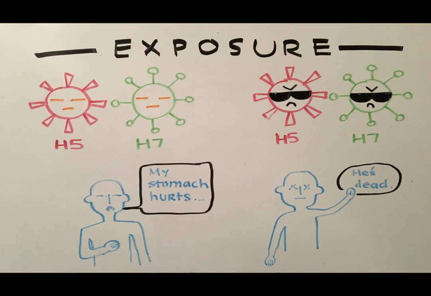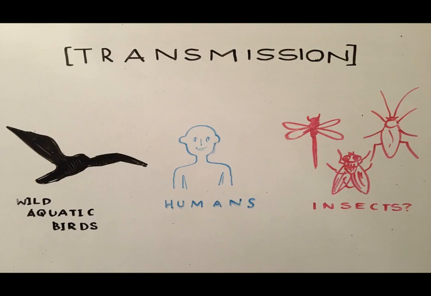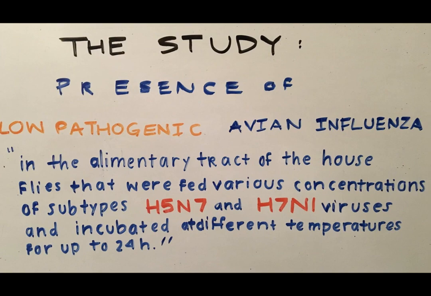Exposure to either low pathogenic or highly pathogenic strains of H5 and H7 has been shown to have certain health effects, with low pathogenic strains causing mild clinical disease and highly pathogenic strains causing severe systemic disease with high mortality. Usually, AIV is transmitted through the poultry's contact with wild aquatic birds or humans, and recent studies have been trying to see whether or not insects also play a role in its transmission.